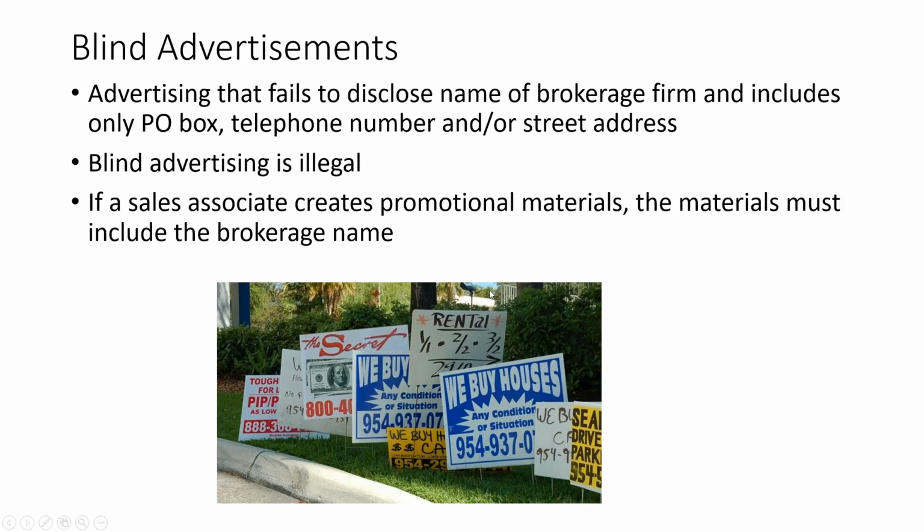Blind advertisements. Advertisements that fail to disclose the name of the brokerage firm are called blind advertisements, and for instance only include maybe a PO box or a telephone number and/or a street address. Here's an example of a few blind ads. Blind advertising is illegal if that advertising is done by a brokerage or an agent. If the sales associate creates promotional materials, those materials must include the brokerage name, and everything that the agent creates has got to be approved by the broker.